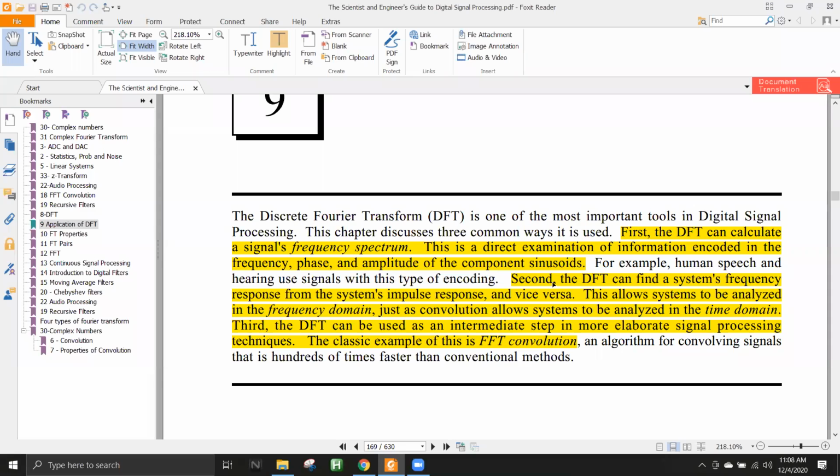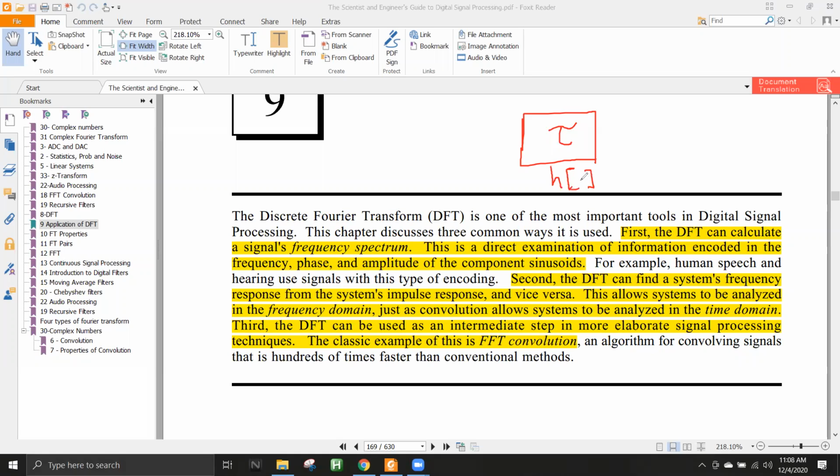And the second thing that DFT does is it allows you to find a system's frequency response from the system's impulse response, and vice versa. So this one is very important, and this one will come later in this chapter. We have talked about impulse response. Impulse response is the main thing that defines a system. Any system, whatever it is, is defined based on its impulse response, right?